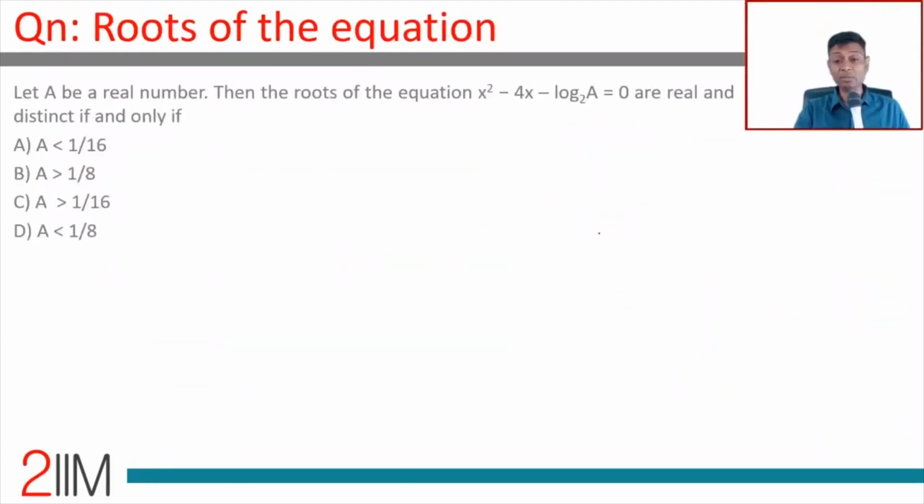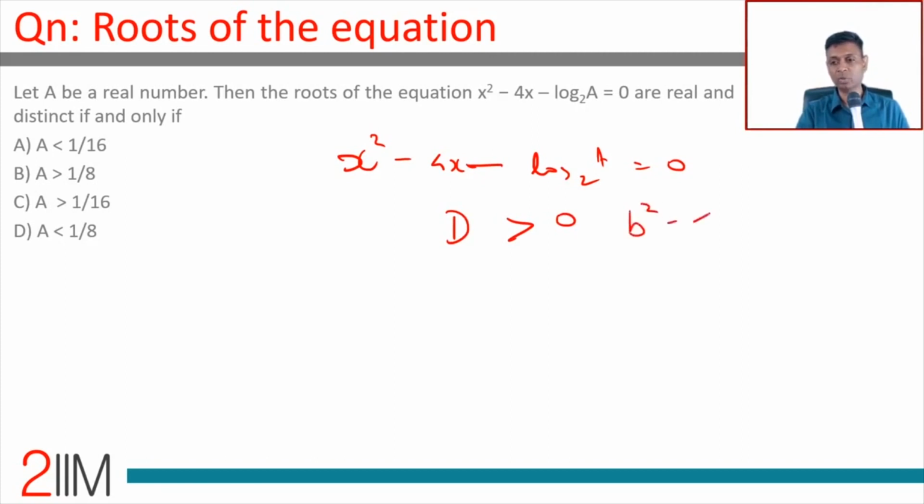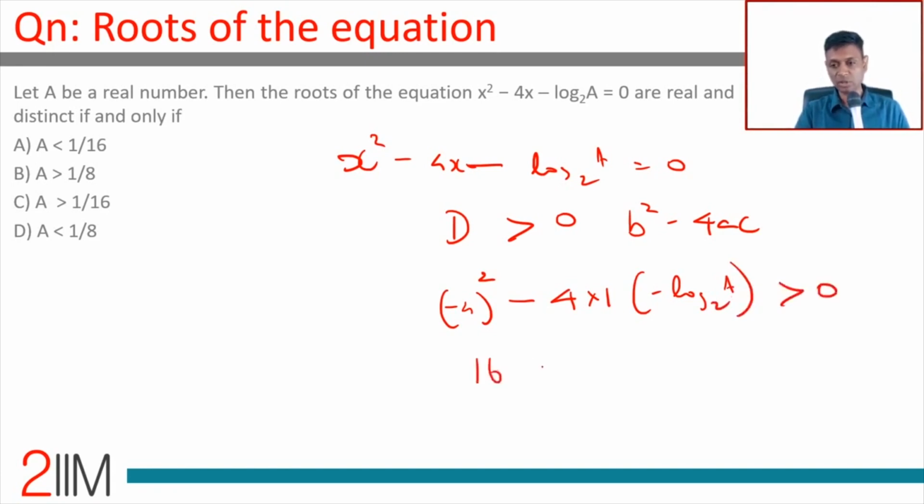And then let a be a real number. The roots of the equation x square minus 4x minus log a to the base 2 equal to 0 are real and distinct. Real and distinct if discriminant is greater than 0. Discriminant is b square minus 4ac. So minus 4 the whole square minus 4 into 1 into minus log a to the base 2 is greater than 0. 16 plus 4 times log a to the base 2 is greater than 0, or 4 plus log a to the base 2 is greater than 0.